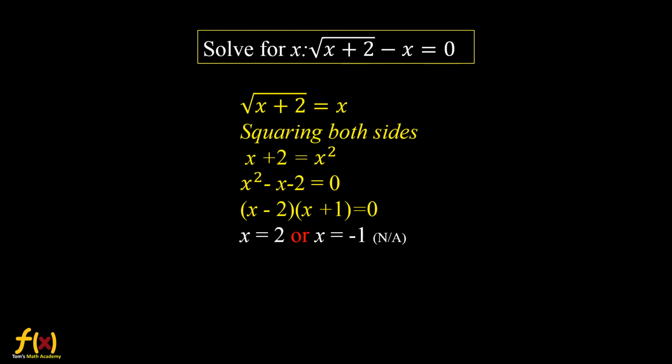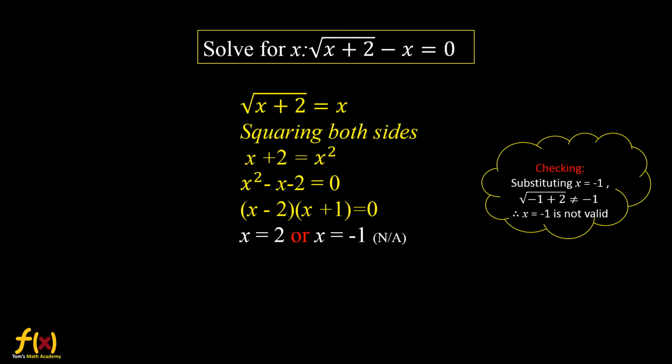Now a very important point is, after getting the two answers, we must check the validity of the answers. We must know the restrictions. Use the calculator and substitute. If you substitute x equal to 2, 2 plus 2 is 4, square root of 4 will be equal to 2. So you can see that the equation is satisfied.